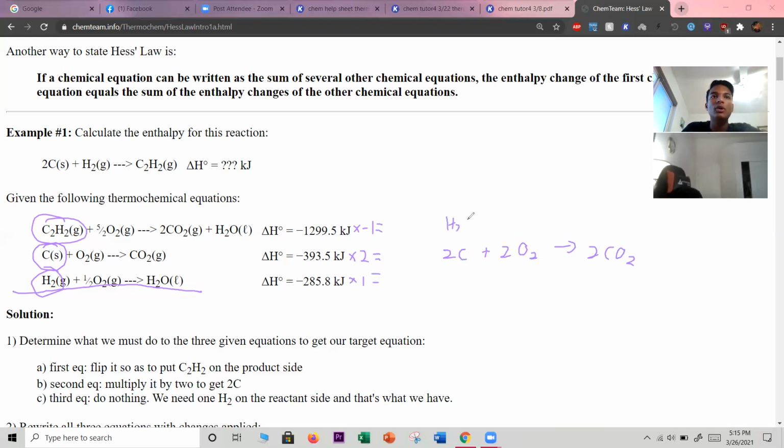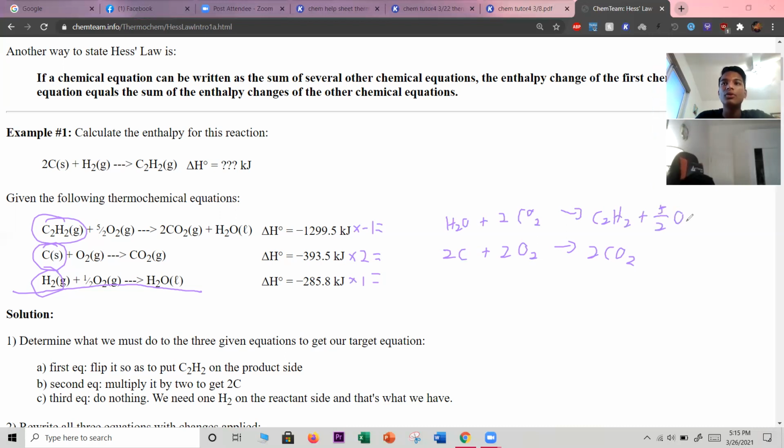So it'll be H2O plus 2CO2 yields C2H2 plus 5 over 2 O2. And this one was just H2 plus 1 over 2 O2 yields H2O. Now let's look at this. Do you see how this is on the left and the right side? That means it cancels out.